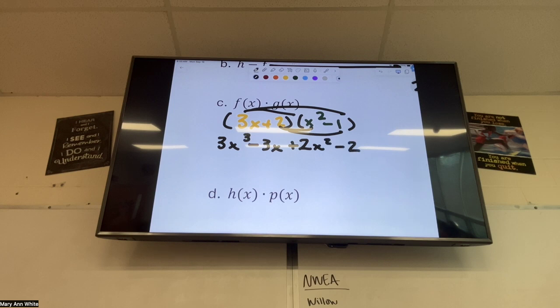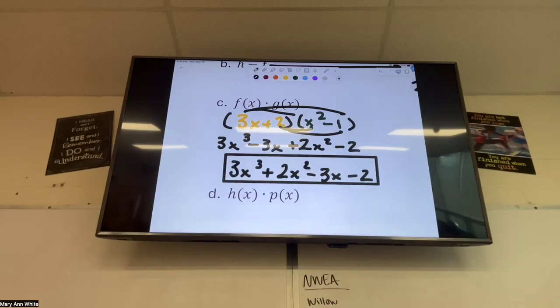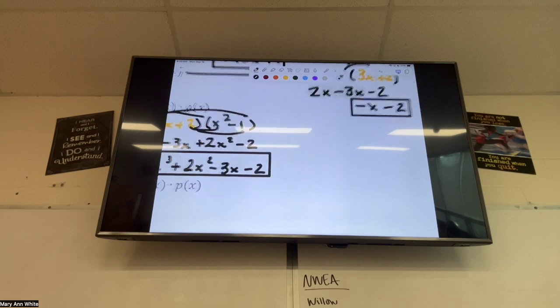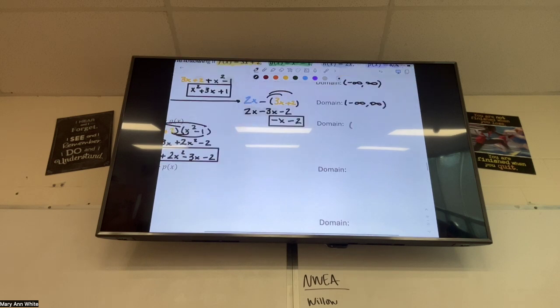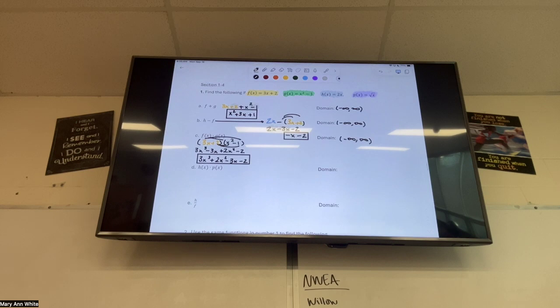Technically, you can't do any combining here, but I do want to reorder so that I have them in descending order of exponents. So we'll go 3x to the third plus 2x squared minus 3x minus 2. Put it in order like that. All right, what about my domain for this? All reals. Nothing new, nothing different, nothing crazy.